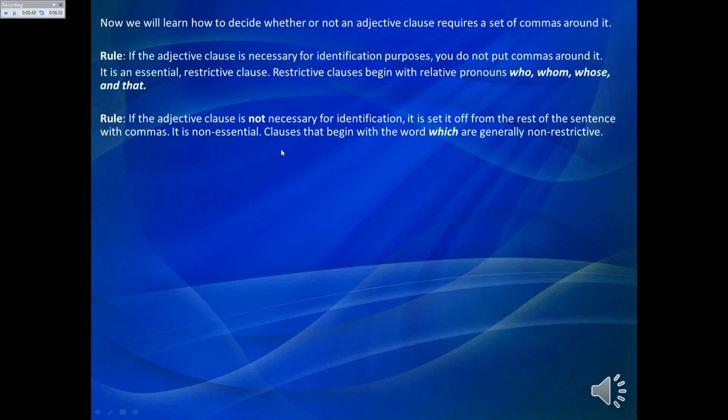Notice this, the clauses that begin with the word which are generally non-restrictive. So just as a rule of thumb, anytime you see a clause that starts with the word which, you're pretty safe to put a comma right before it.